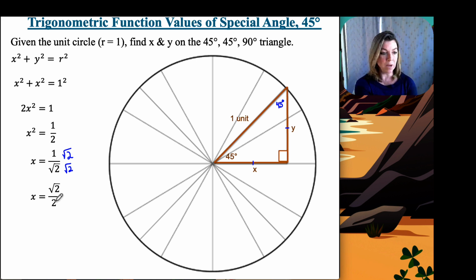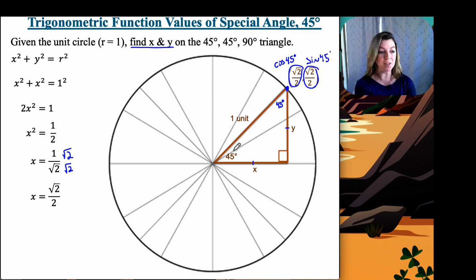Okay, so we have accomplished our first task, which was to find the values of x and y. So our side length here is radical 2 over 2, and this side length is also radical 2 over 2, making this coordinate right here positive radical 2 over 2, comma, radical 2 over 2. So we have found that cosine of 45 degrees is equal to radical 2 over 2, and sine of 45 degrees is also equal to radical 2 over 2.